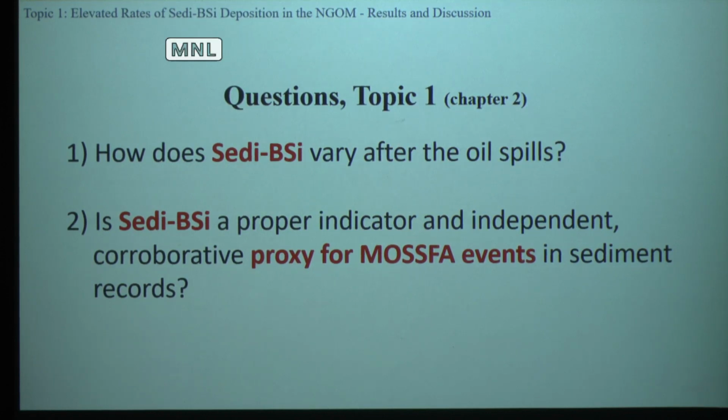So the first question is, how does sedimentary biogenic silica vary after the oil spill? And the second question is, is sedimentary biogenic silica a proper indicator and independent corroborative proxy for the MOSPA event in sediment records?